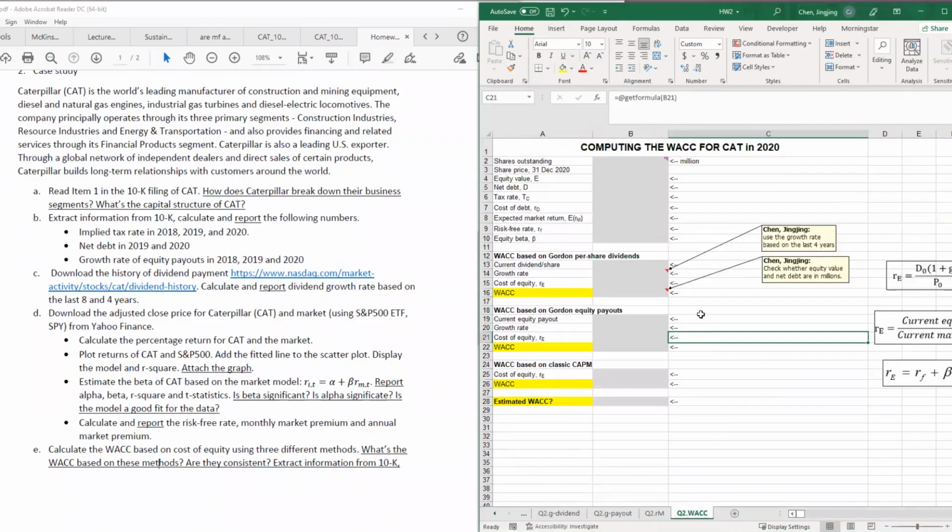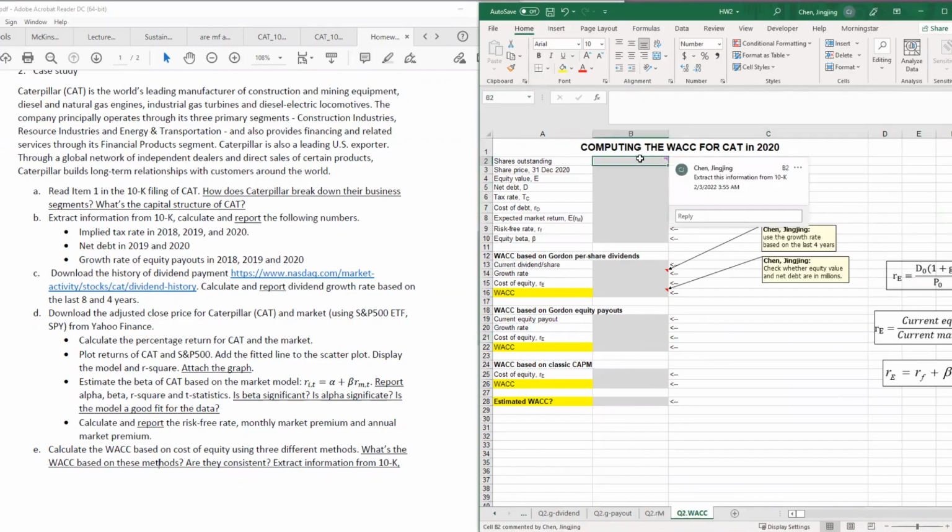The last question will ask you to calculate the weighted average cost of capital. So we're going to pull everything together in the last spreadsheet here. First, let's figure out the shares outstanding. Now I have a comment here: you want to extract this information from the 10-K. Actually, you can extract any information from the 10-K. Now let's just go back to the 10-K.